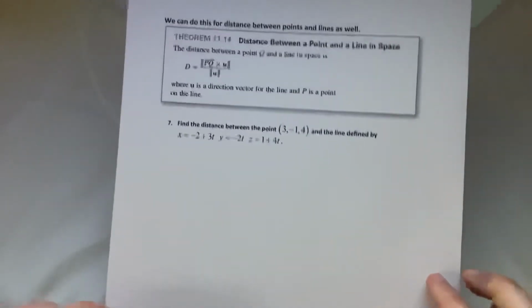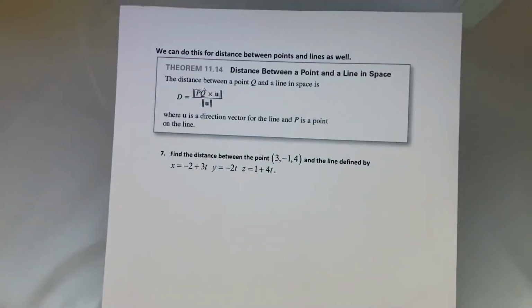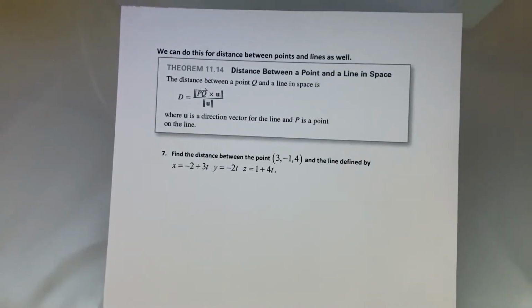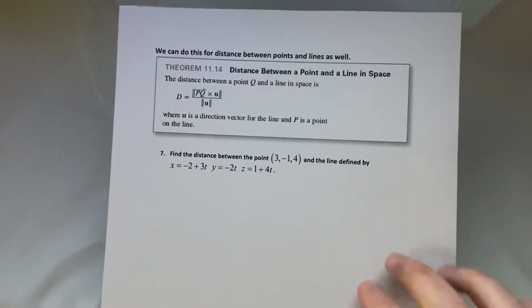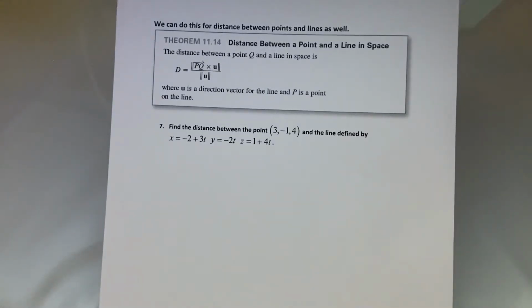Okay. Now, we can do distance between points and a line as well, instead of just a point in a plane. So the distance between a point and a line in space is the distance is equal to the magnitude of the cross product of PQ cross U over the magnitude of U, where U is a direction vector for the line and P is a point on the line. So if it asks you to find the distance between a point and a line, for example, the distance between the point 3, negative 1, 4, and the line defined by x equals negative 2 plus 3t, y is negative 2t, and z is 1 plus 4t.